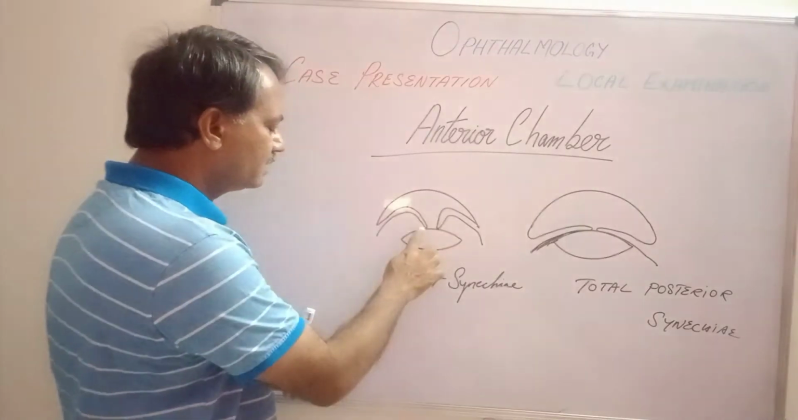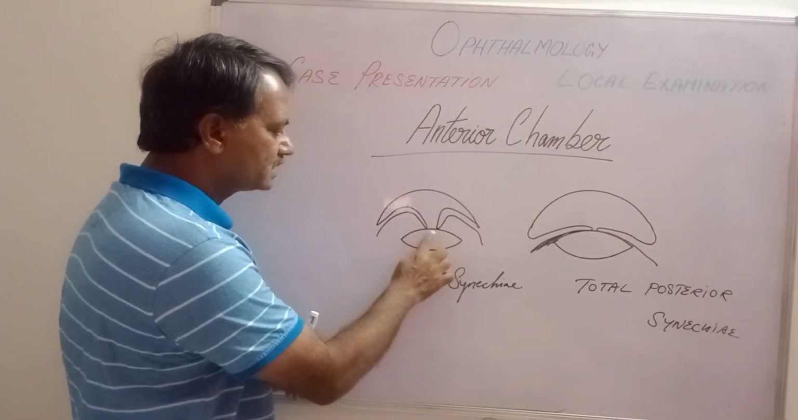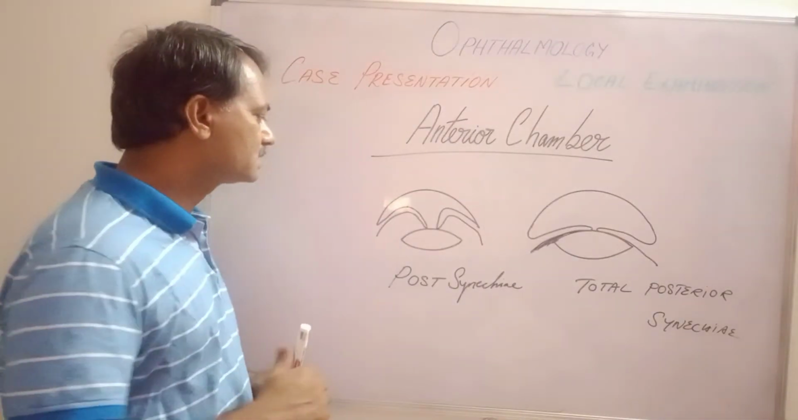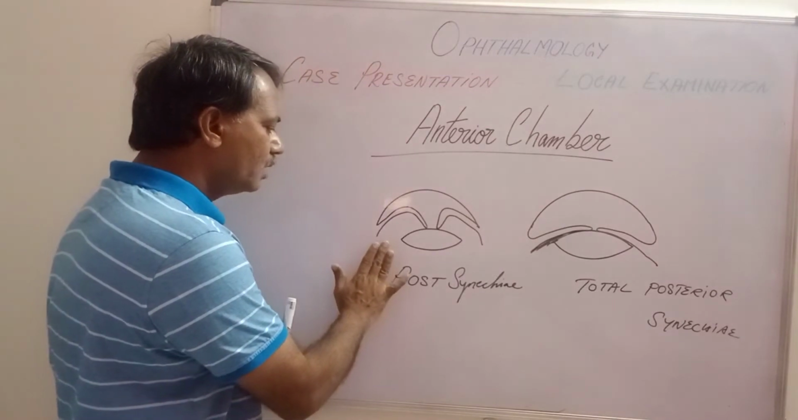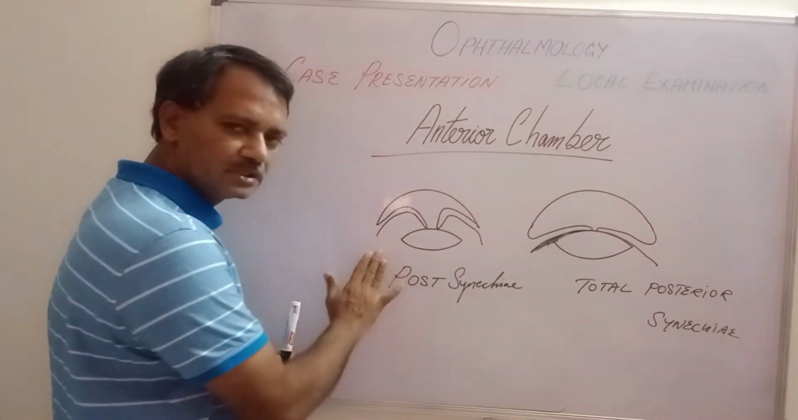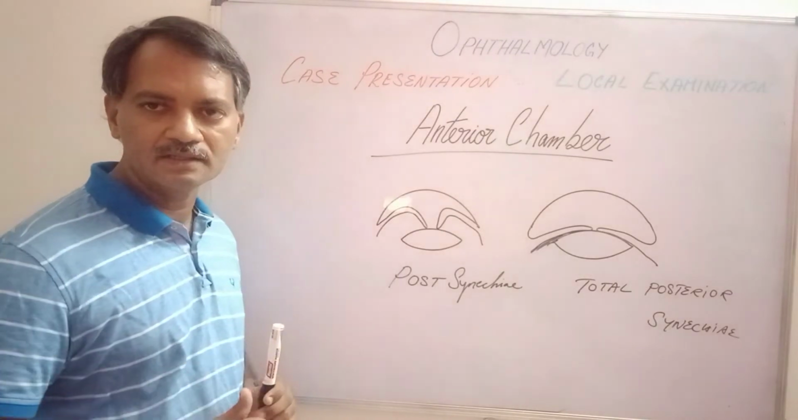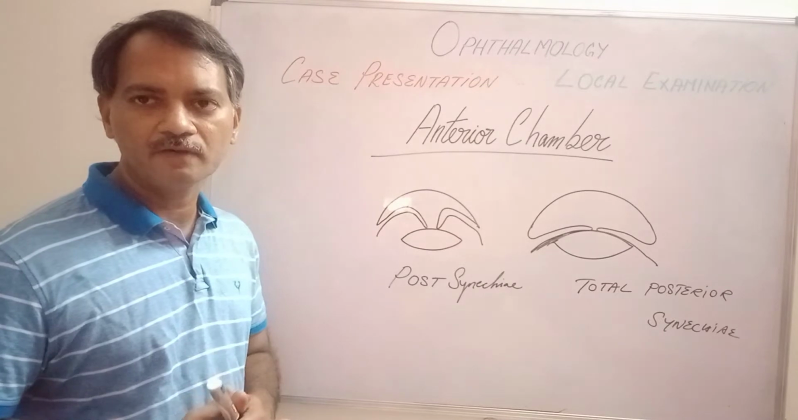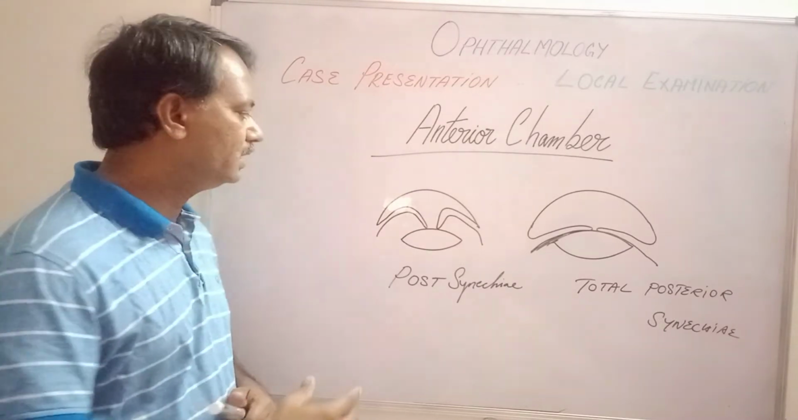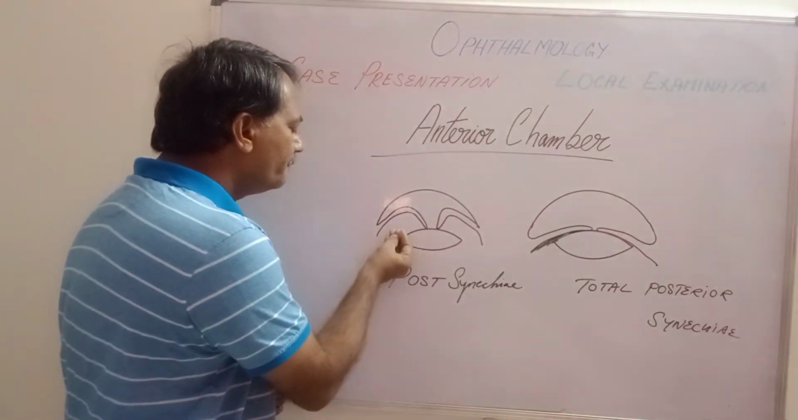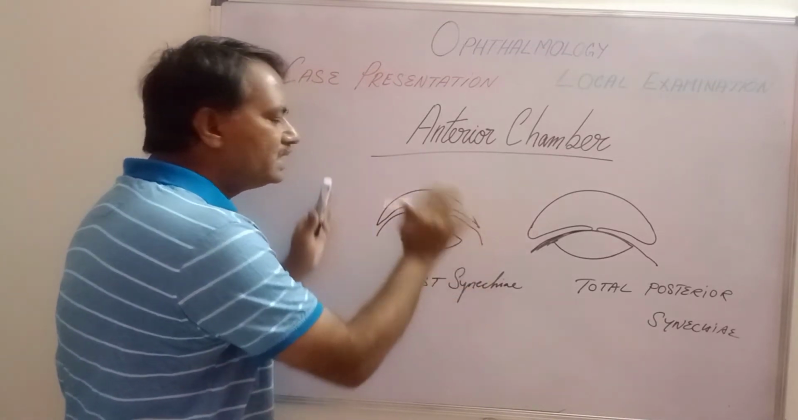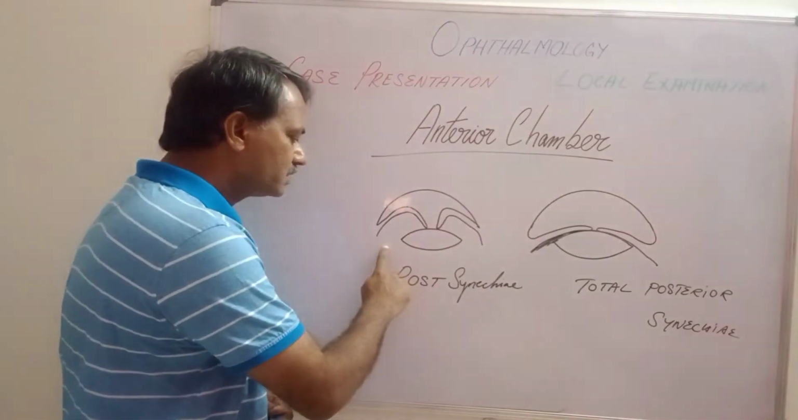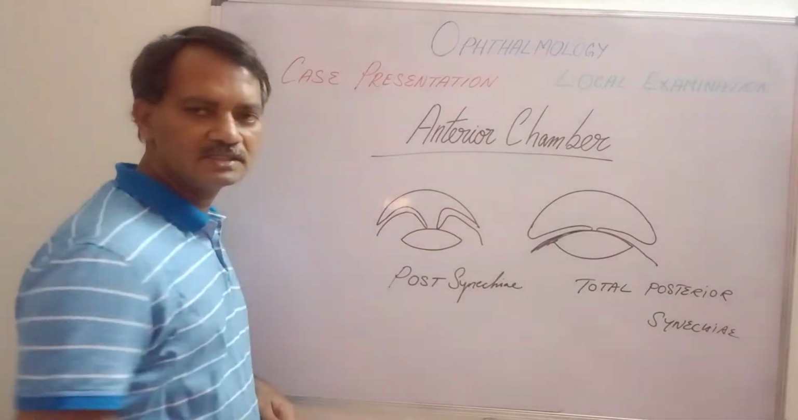So you can see here in the first picture, the pupillary margin is attached to the anterior capsule of the lens. What will happen is, normally the aqueous humor which is present in the posterior chamber, that is behind the iris, gets accumulated there due to continuous secretion of aqueous humor from the ciliary body, and it will make the iris bulge forwards. Normally the aqueous humor will flow from the posterior chamber through the pupil into the anterior chamber.